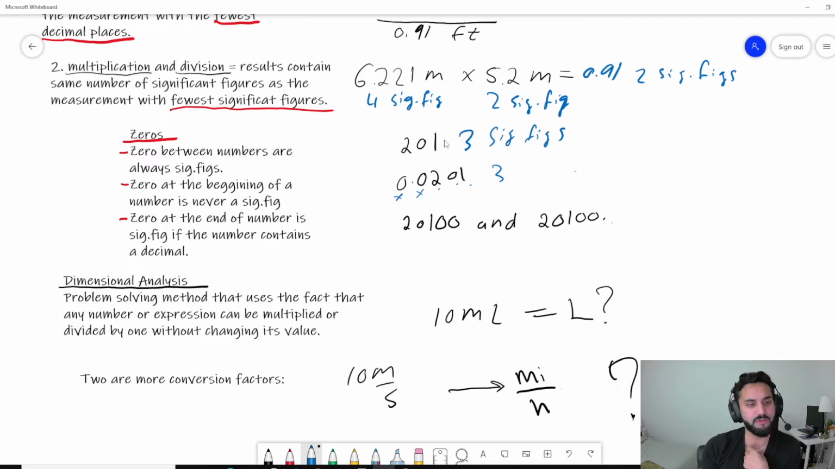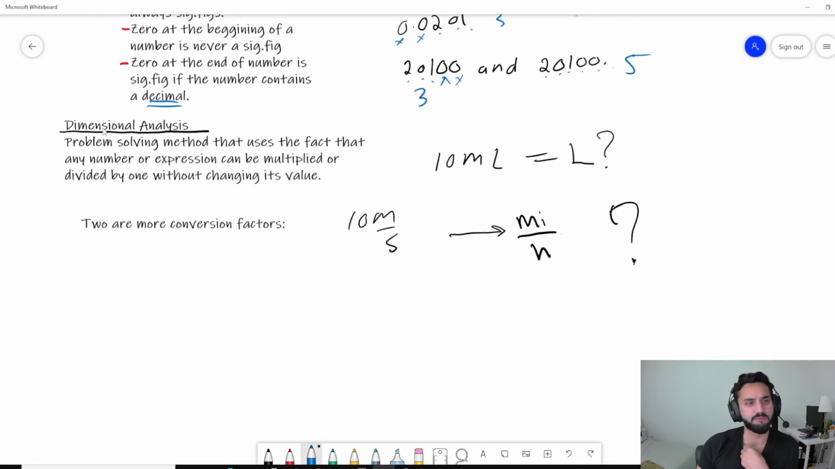The next rule says that a zero at the end of a number is a sig fig if the number contains a decimal. Here we have 1, 2, 3. We don't count these two. Here we have 3. Here we have 1, 2, 3. But we have a decimal, so we count these too: 4, 5. 5 here.